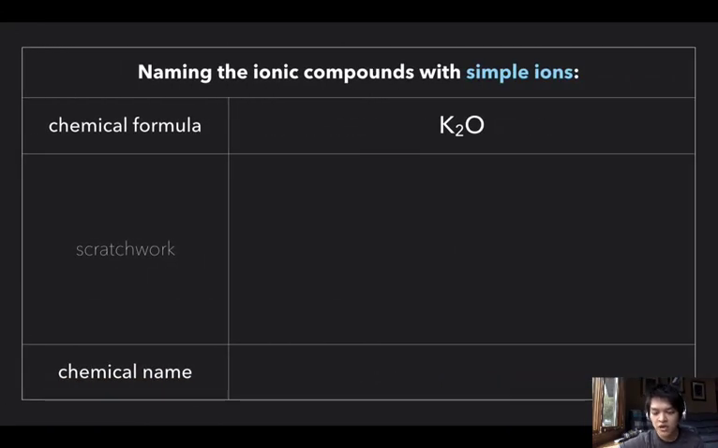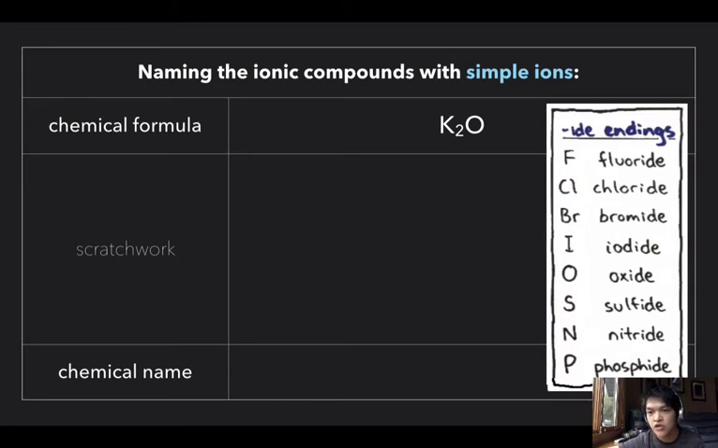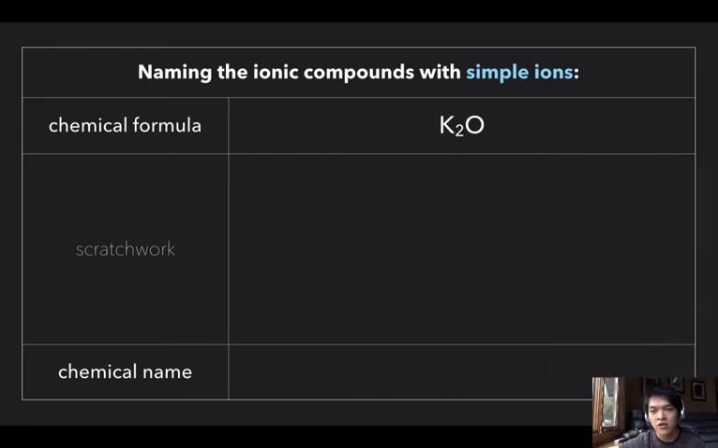Next we have K, which is potassium, and O, which is oxygen. However, our second element is not going to be oxygen. It should have an "ide" ending, so it's oxide. So what we have here is potassium oxide. All right, let's look at one last example.